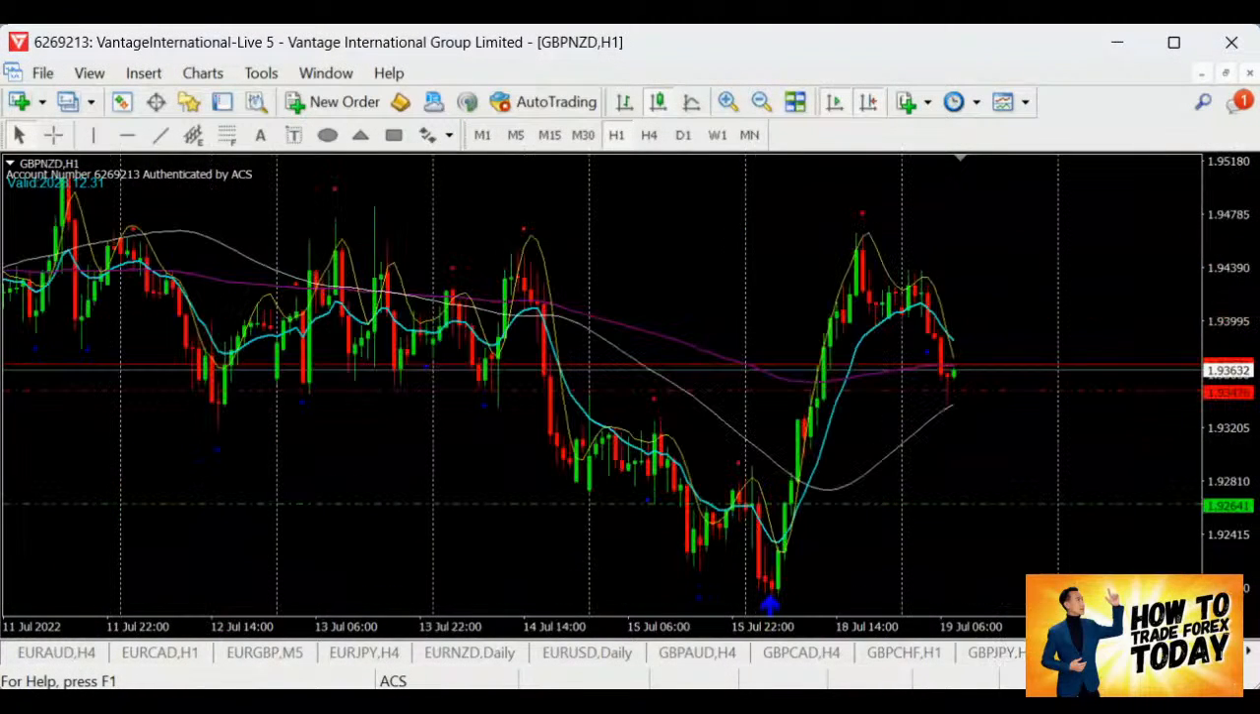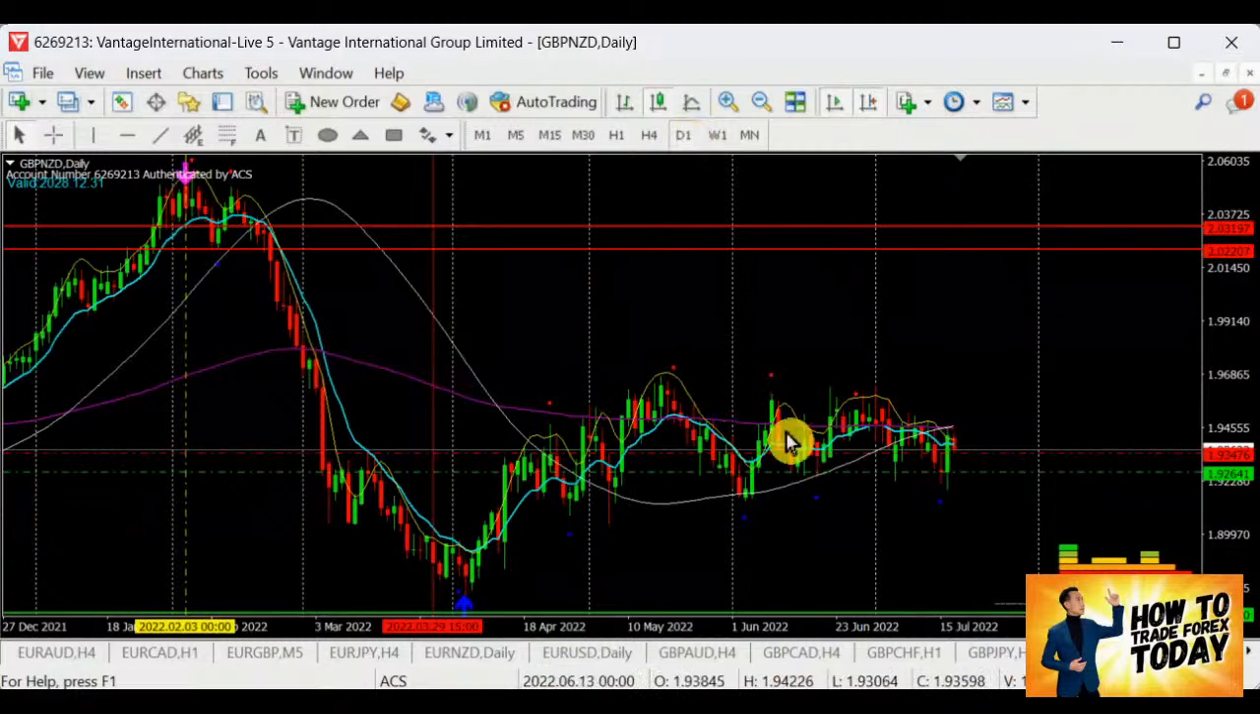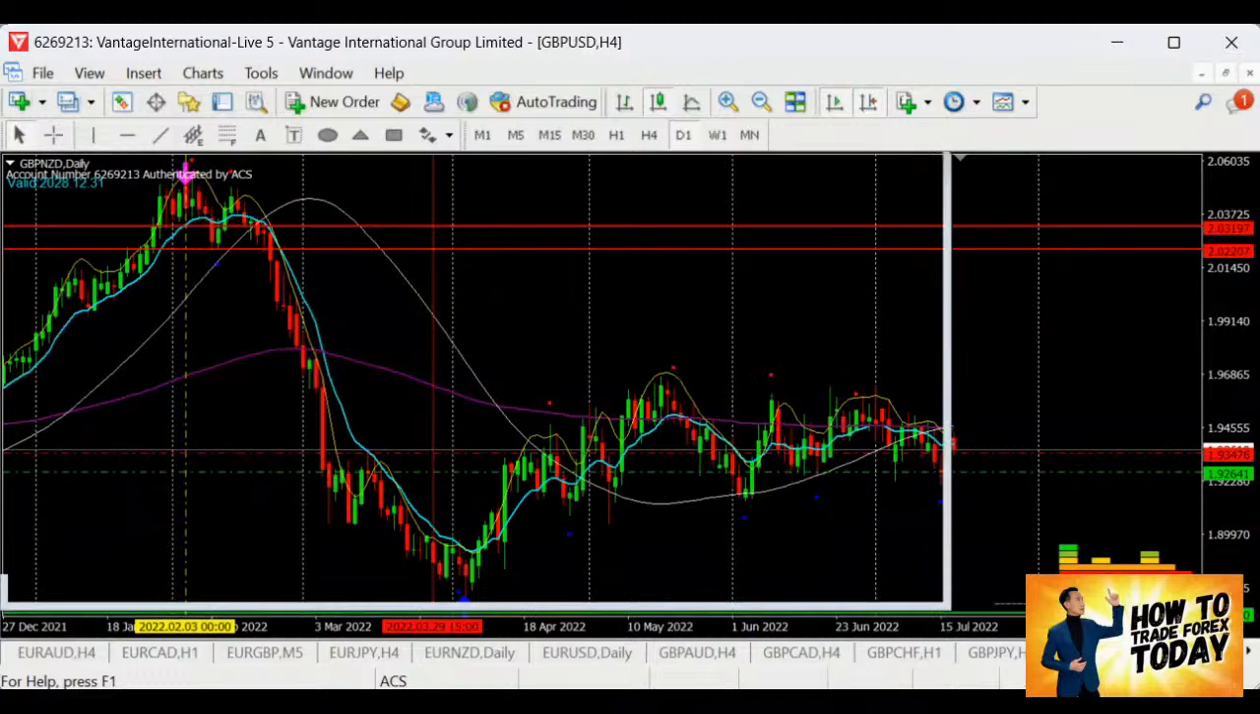Now once again, over here, let's see. For pound kiwi, very obvious, we are still in the bull. The bull is actually still ranging around this area. I will advise to skip immediately.